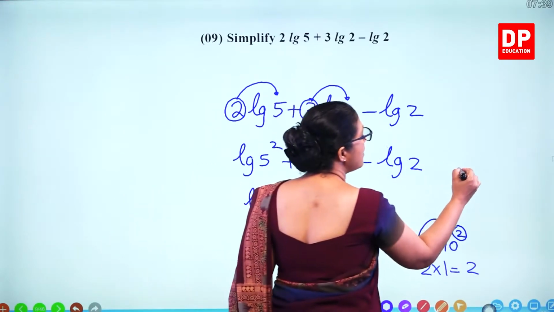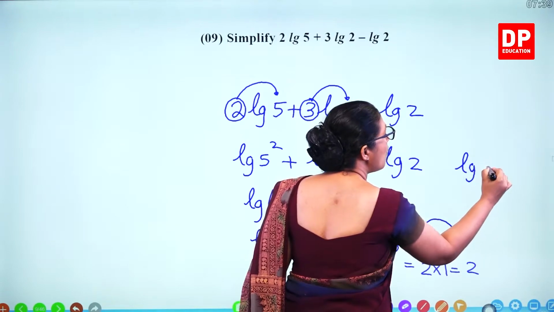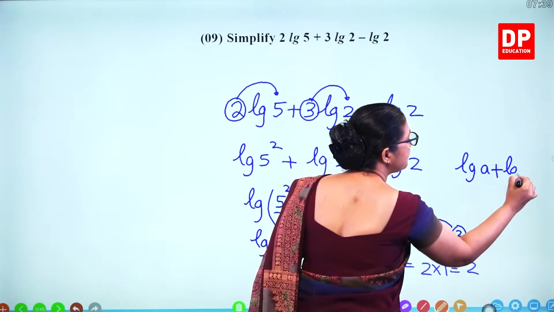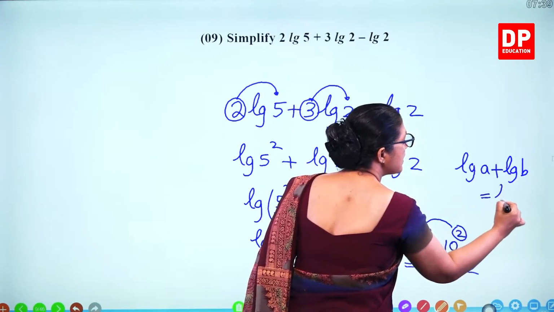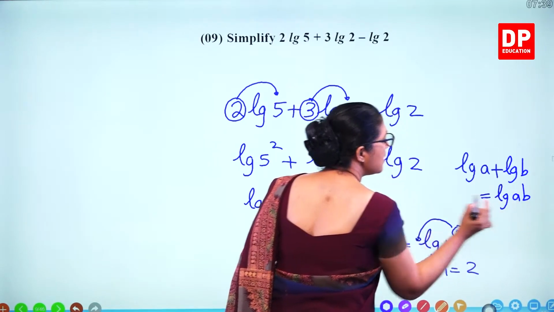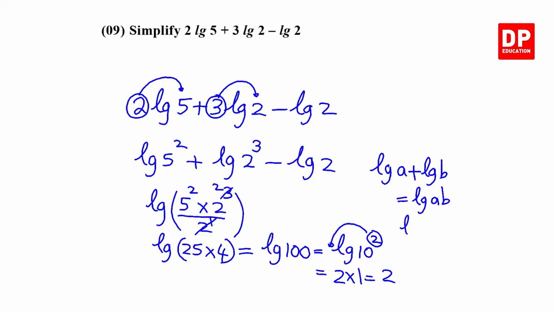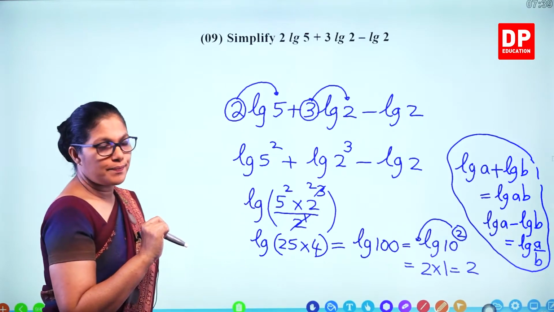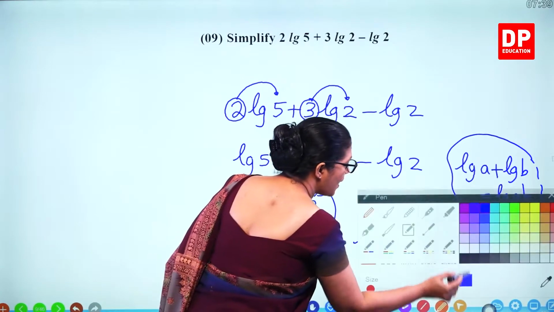So in this one, remember, when you have same base, different numbers, addition, you get multiplication, and if there's subtraction, you can write as division. So these are the 2 laws you need to remember to do this question. So you get 2 marks for that.